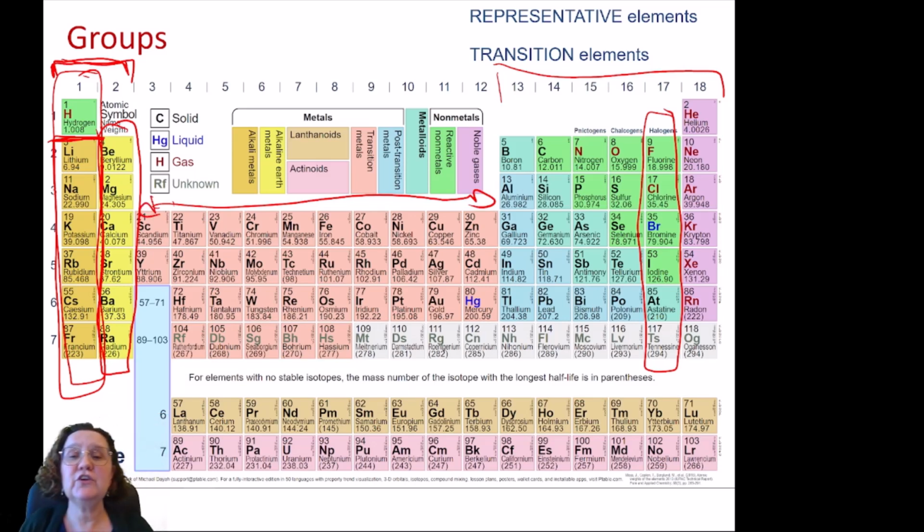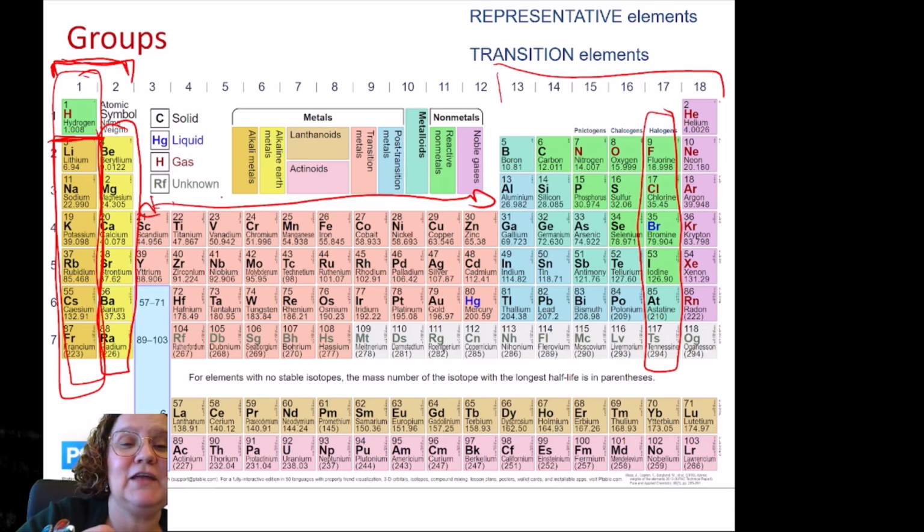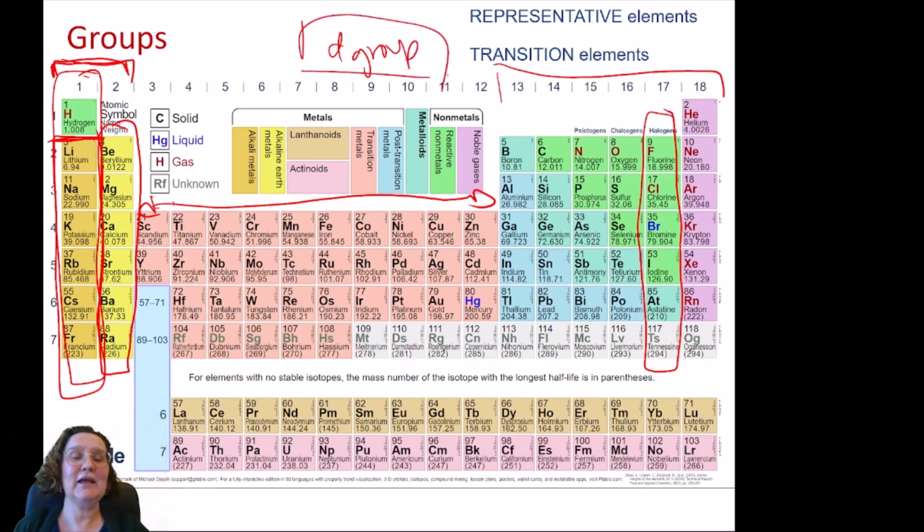and the ones here in the middle are called transition elements or transition metals because they are all metals. Some of you might be familiar with calling them the D group. They're called the D group because they are the ones in which the d orbitals are only partially filled. So when they are making bonds, they're going to be using electrons from those d orbitals to expand the number of bonds they can make.